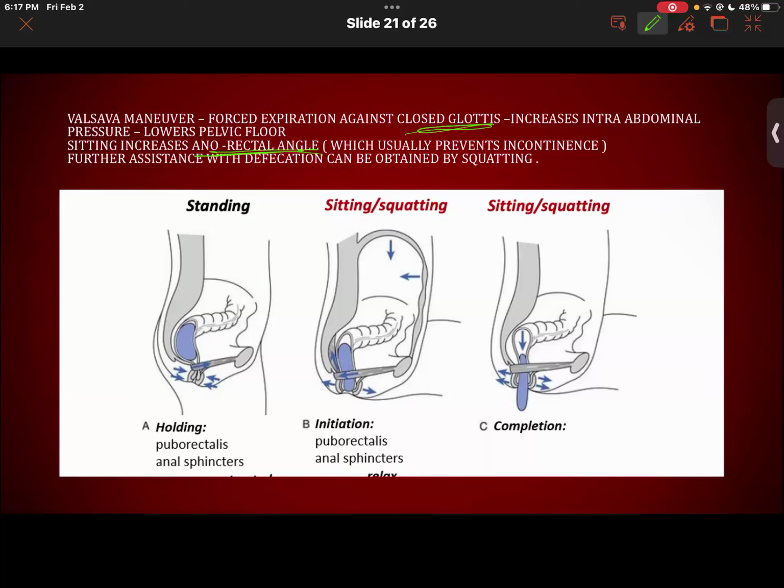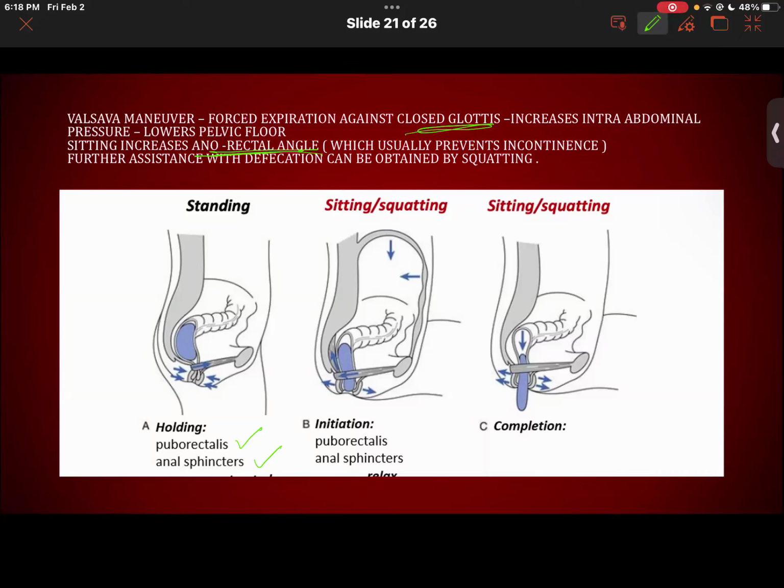So this diagram over here is very simple. It's just saying that if we have this anorectal angle and the puborectalis and the sphincters, if they're all constricted, and you're standing, then basically the feces, even if it is in the rectum, it has no chance of being defecated because of all of these preventative measures. If we sit or squat, then the anorectal angle is going to be decreased.